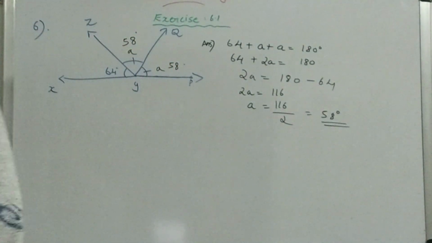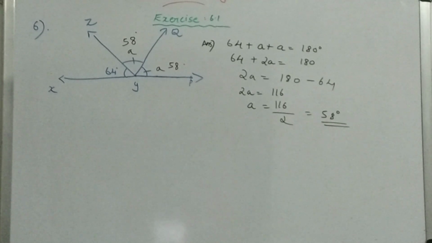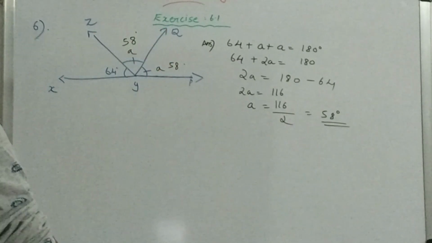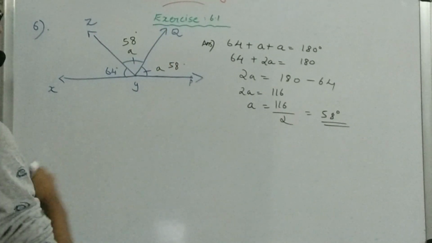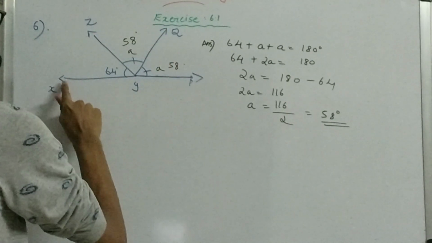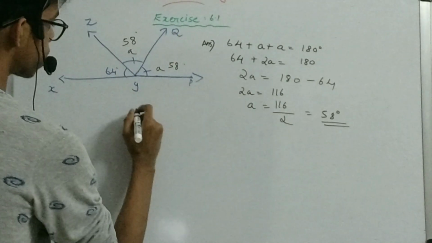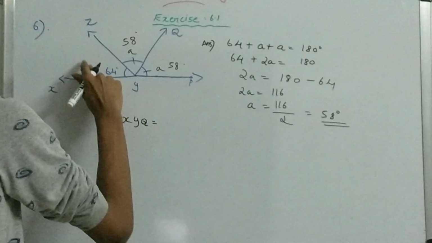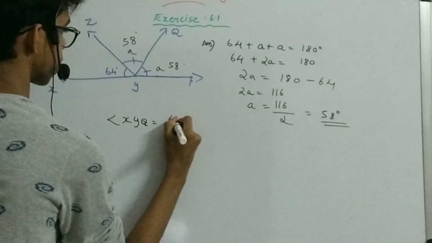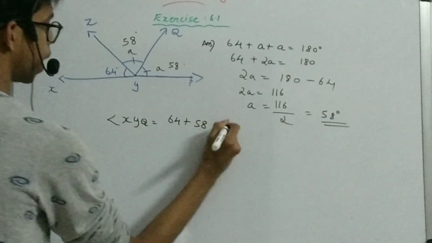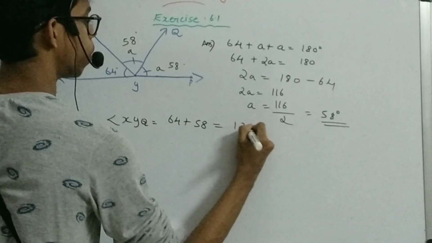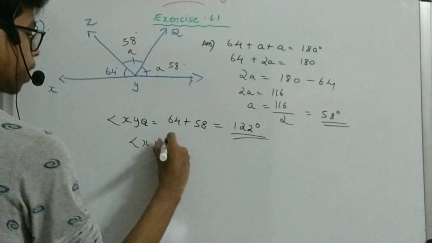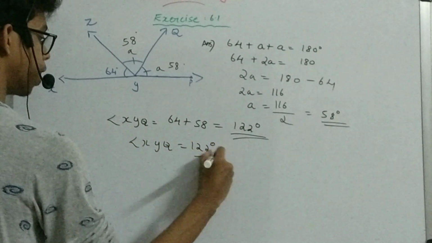Now in the question they have asked to find angle XYQ. So this is the angle XYQ. We know according to the adjacent angle property, in order to get the value of XYQ, just add. So you can write angle XYQ is equal to this angle plus this angle, that is 64 plus 58, which is equal to 122 degrees.